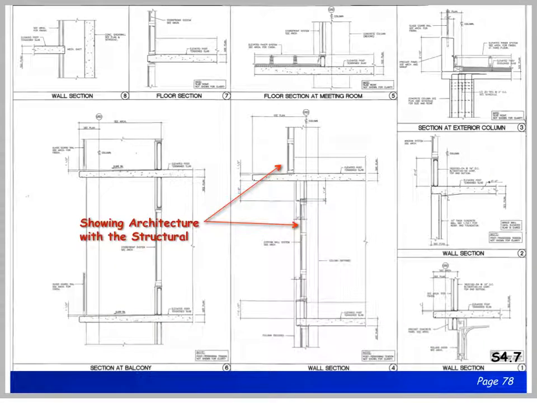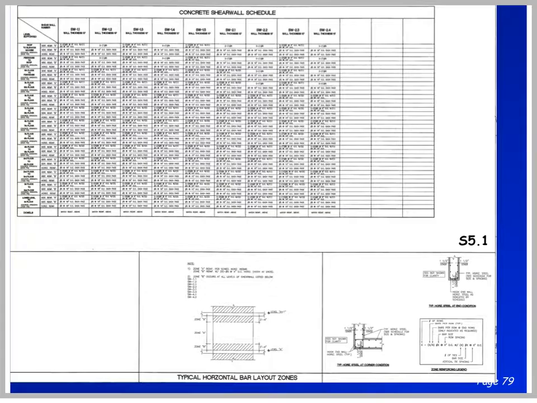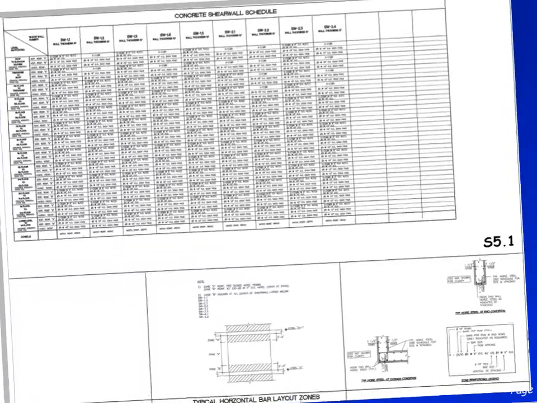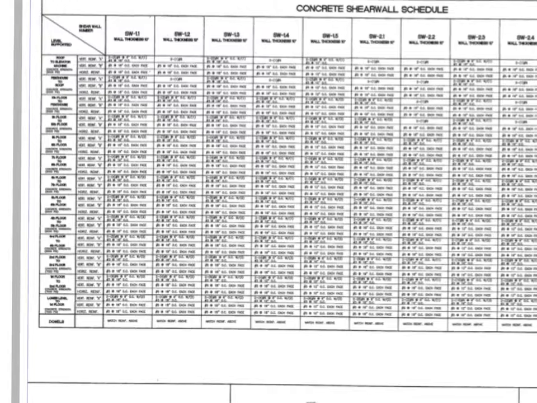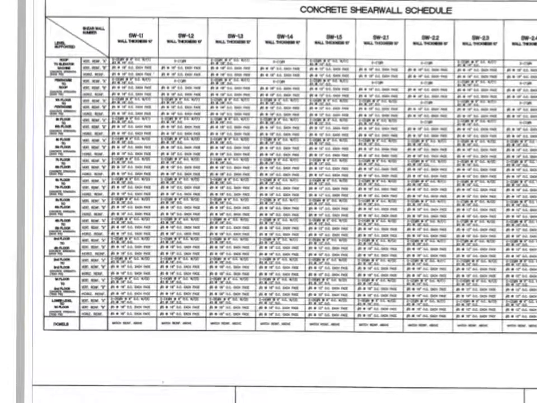On this sheet, we have additional upper level structural details. Note how the designer has chosen to delineate some of the architecture also. Here, we catch up with the shear wall schedule. We saw plan views earlier in the video. Note the extreme amount of information that is included in this schedule.